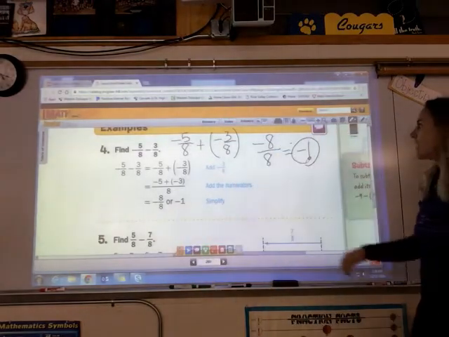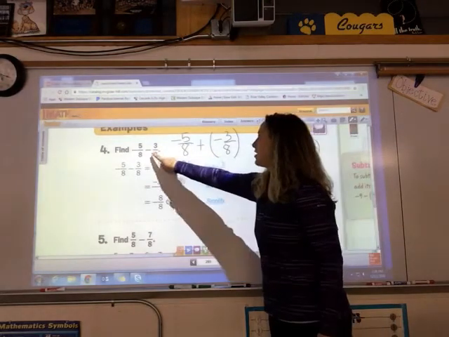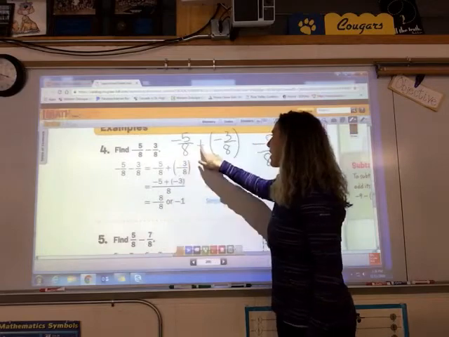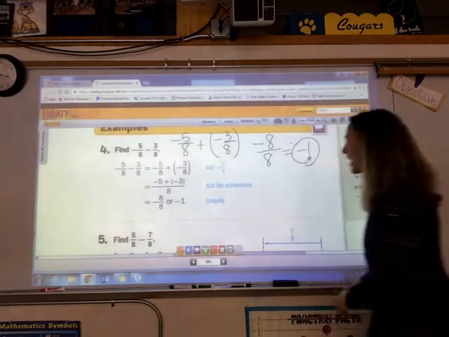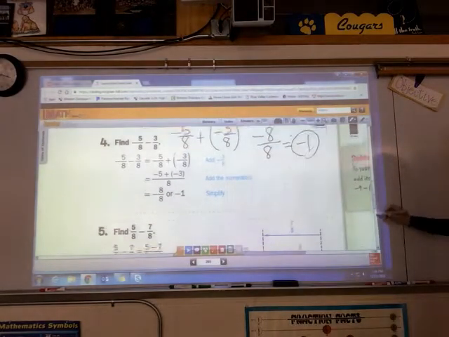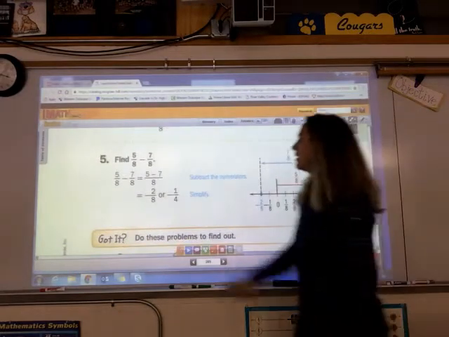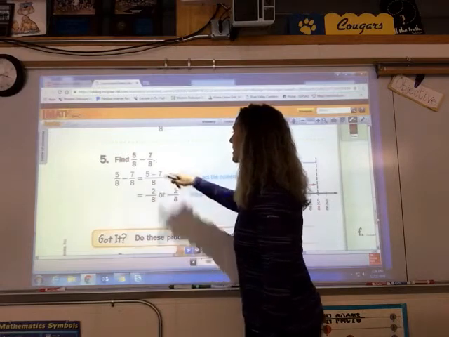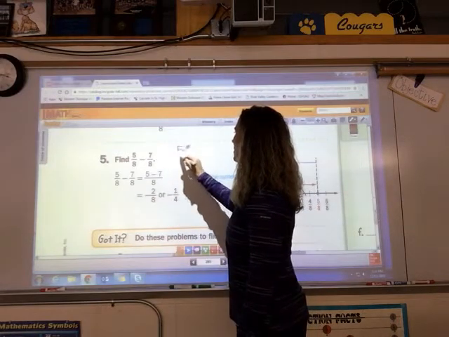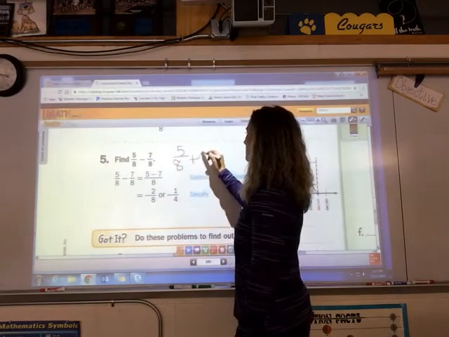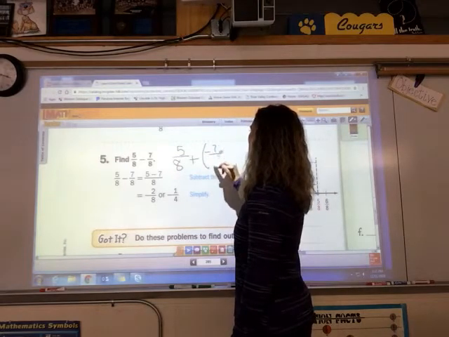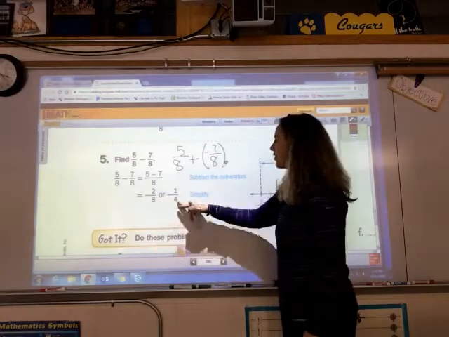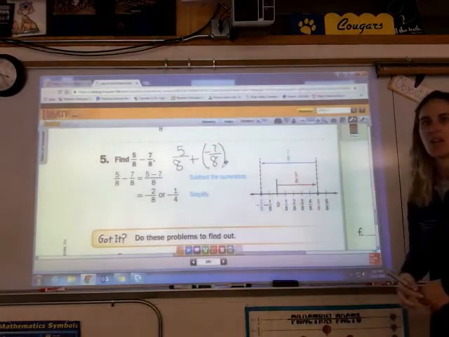Please remember to change those subtraction problems, especially when you're dealing with negatives. Subtraction problems change to addition, and we always add the opposite. Same thing on number 5. 5/8 minus 7/8, denominator is the same, so we're thinking 5 minus 7, or we could think 5/8 plus -7/8. 5 plus -7 would give us a -2/8, or when it reduces down, it'd be a -1/4.